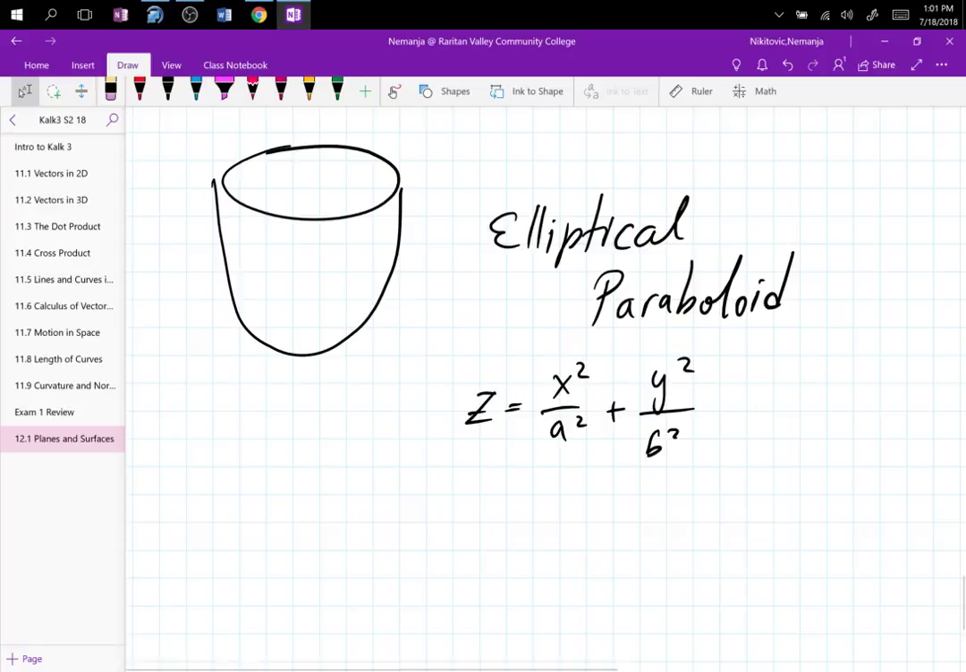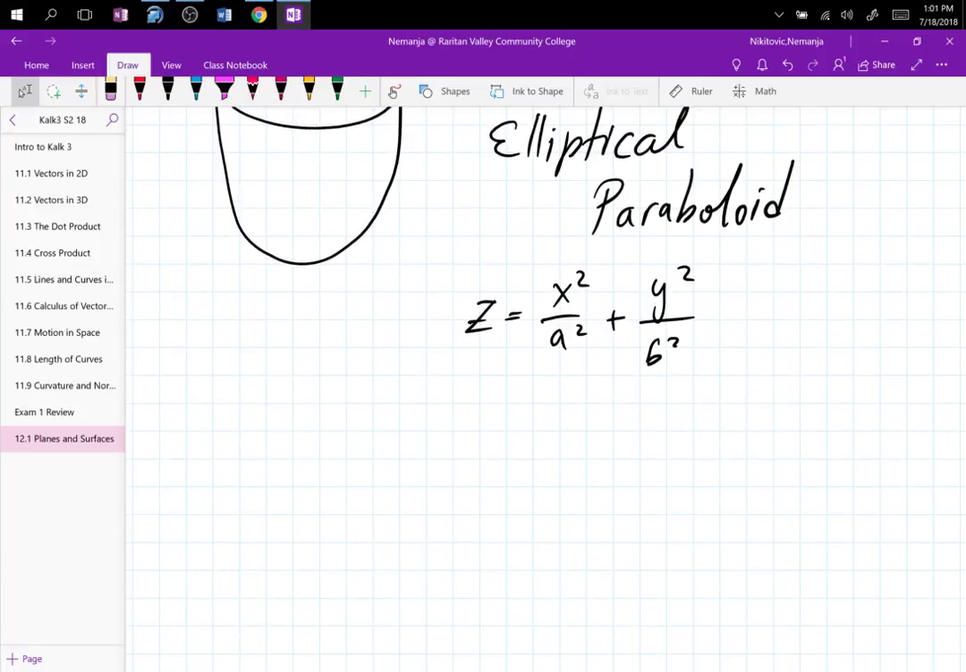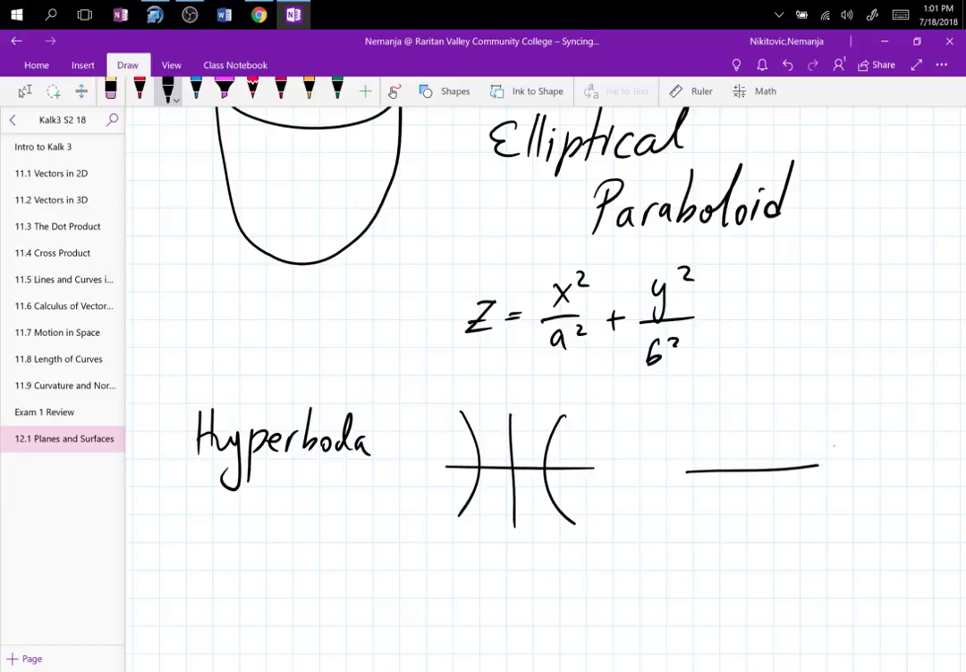The next two shapes are hyperbolas. You have the hyperboloid of one sheet and the hyperboloid of two sheets. So a hyperbola is a 2D shape which has either horizontal or vertical orientation.